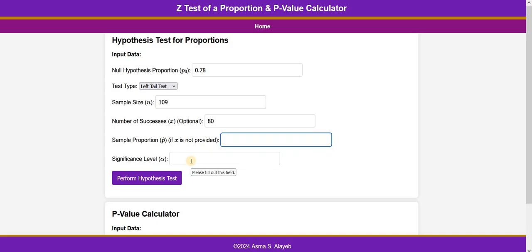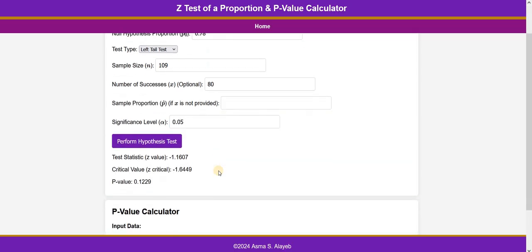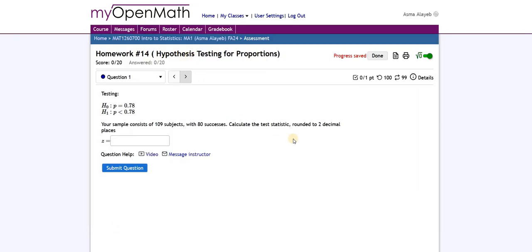The significance level, since it's not given in the first question, I'm just going to assume it's 5%, so 0.05. I believe it will work without it. And then we need to compute the test statistic. The test statistic is the first number. So I will need to paste it here, and then I will round to 2 decimals. So that is rounded to 2 decimals.